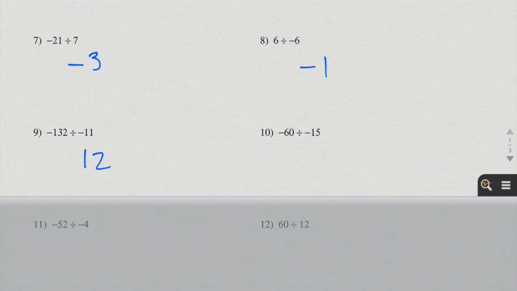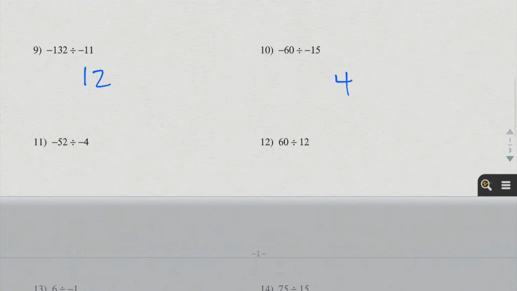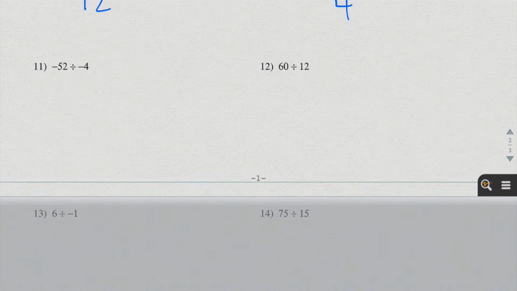Number 10, negative 60 divided by negative 15. 15 goes into 60 4 times. They're both negative, so it's going to be a positive 4. Number 11, negative 52 divided by negative 4. So they're both negative, so we know our answer is going to be positive. And 4 goes into 52 13 times.